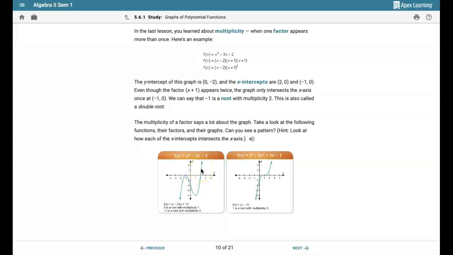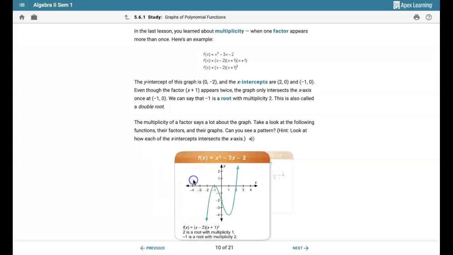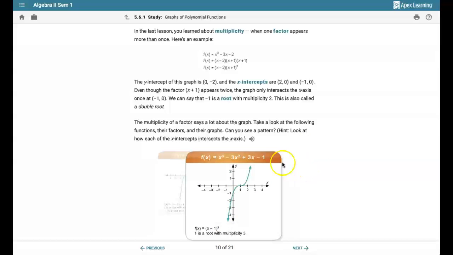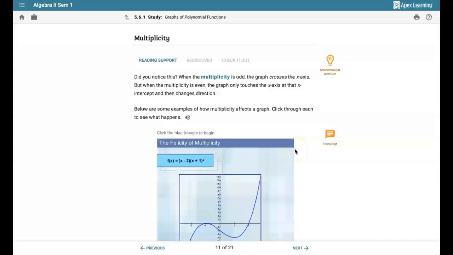And multiplicity can tell you things about a graph without actually having to cross the x-axis twice. So if we look here, 2 is a root with multiplicity of 1, and -1 is a root with multiplicity of 2. Looking here, trying to see if there's anything that you can pick up on a pattern here. Now this one here had 1 with a multiplicity of 3. So maybe you can see something, maybe you can't.